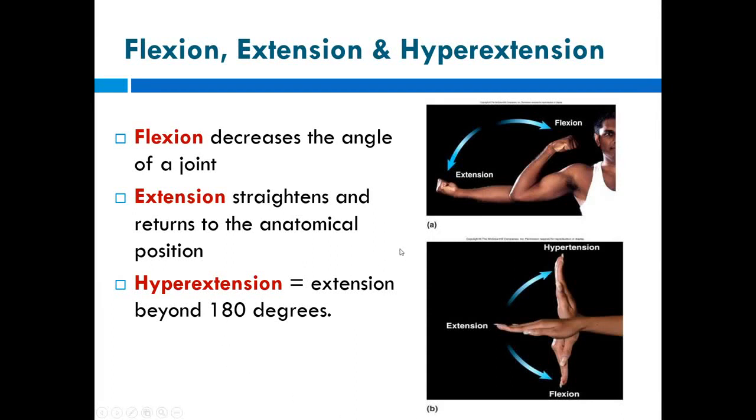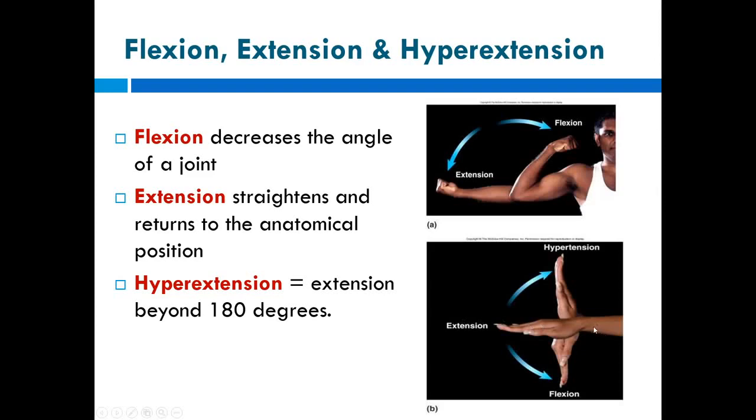Flexion is the decrease of the angle of a joint. We can see the flexion of the elbow joint. Then extension is the straightening and returning to the anatomical position of that joint. That means when you make your joint not bending but more straight, that is the extension. We can see the extension of the elbow joint over here. But in some cases, the extension can be more than its normal position, which is called hyperextension. Extension beyond the 180 degree.